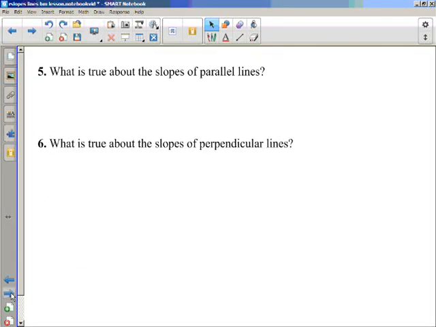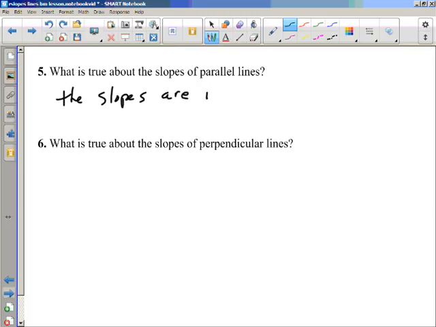Switching directions, when we talk about slope, we can compare the slopes of lines. And when we find that two lines have the same slope, we call them parallel. So what is true about slopes of parallel lines? The slopes are identical. We're not talking about the y-intercept here, just the slope. They will have different y-intercepts, otherwise it would be the same line.